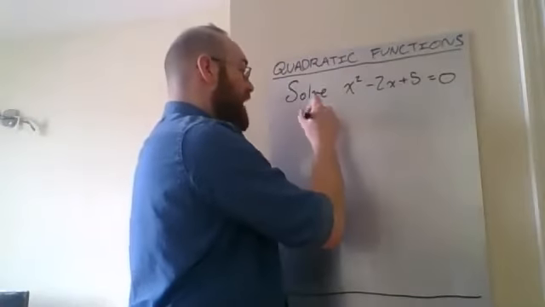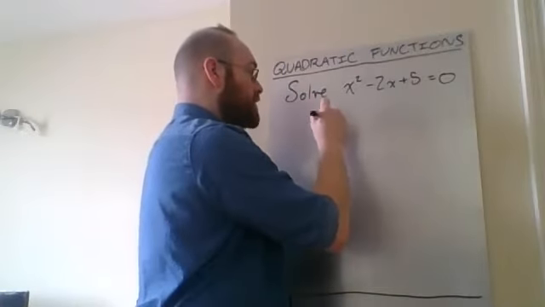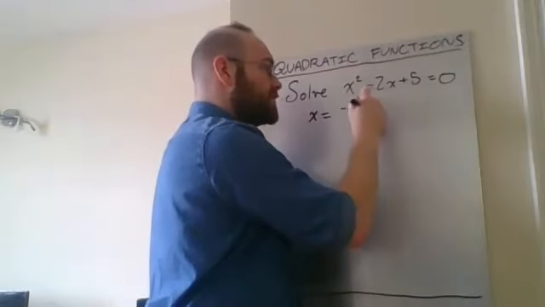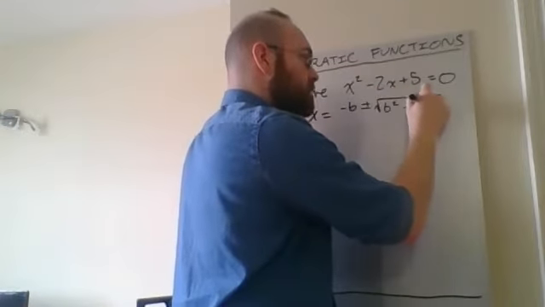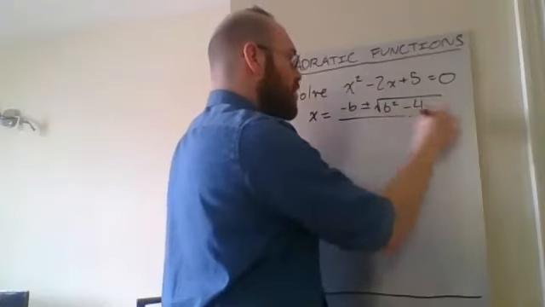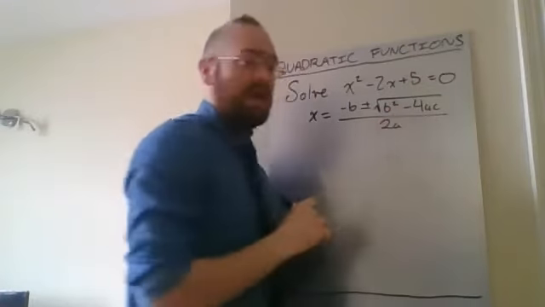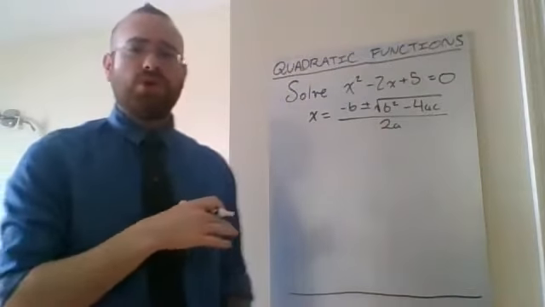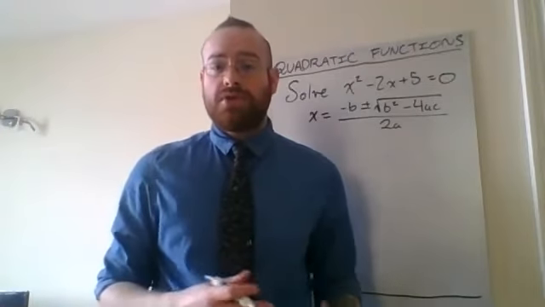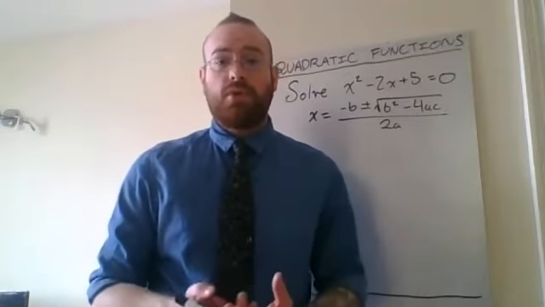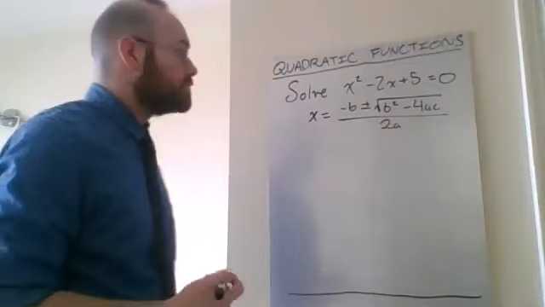It says x is equal to negative b plus or minus the square root of b squared minus 4ac, all over 2a. We could show where this comes from through a process of completing the square, but for right now, as long as you can memorize the formula, you'll always have it ready to use.